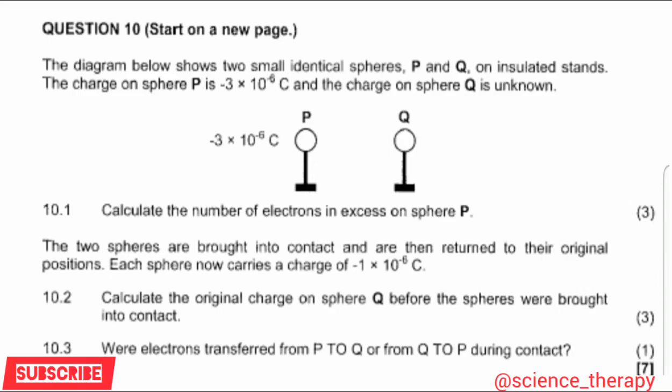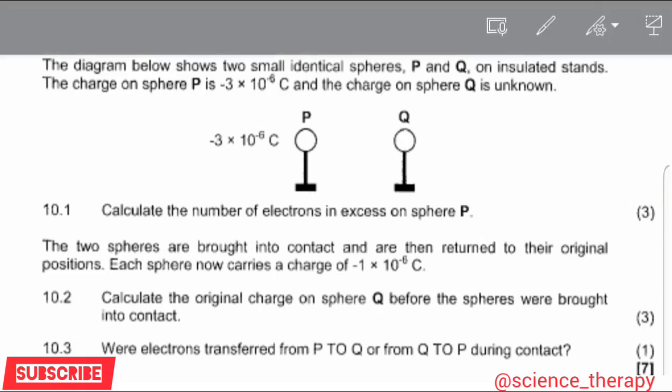So here we are given question 10. It says the diagram below shows two small identical spheres, P and Q, on insulated stands. The charge on sphere P is -3 times 10 to the power of -6 coulombs, and the charge on sphere Q is unknown. So as you can see from the diagram, we are given the charge on P, but the charge on Q, we are not given anything, nada. So 10.1 says, calculate the number of electrons in excess, right?